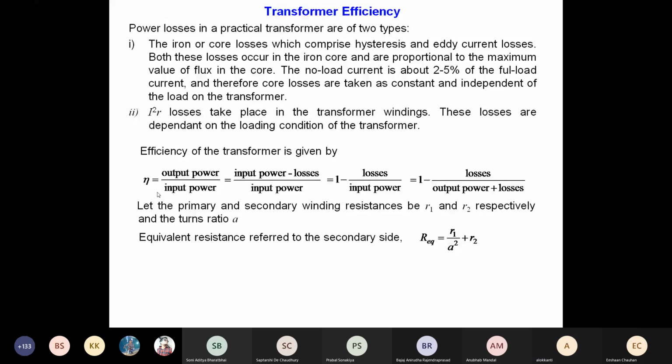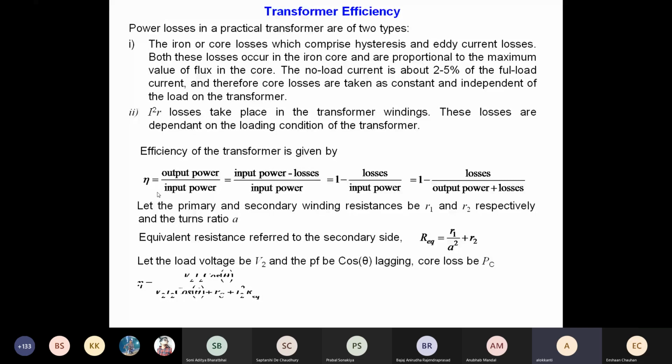So if the load voltage is V2 and the power factor is cos theta lagging, and the core loss is PC, which is constant, what is the output power? Secondary current is I2, load voltage is V2, and the power factor is cos theta. The output power is V2 I2 cos theta.